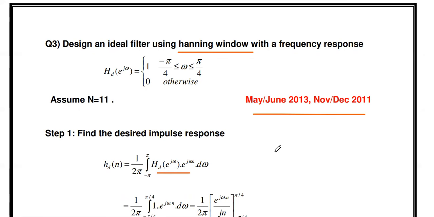So this is the ideal filter design for the sequence for the limit minus pi by 4 to pi by 4. Sometimes they may change the limit. Instead of minus pi by 4 to pi by 4, they may give minus pi by 2 to pi by 2 and so on. So this is the procedure, you just follow it. In this manner you may solve for any limit or any window.